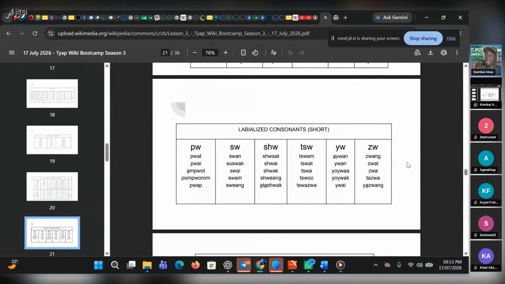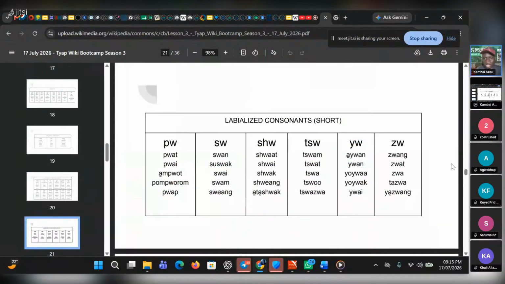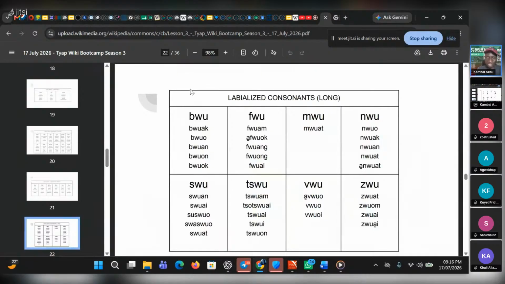And which one cannot have a labialized version. If it cannot have a labialized version, like T also doesn't have a labialized version, it has to be TS. So we can't have twai, it has to be TYWAI, not TWAI. And then we have the long labialized version, and not all those former ones have this long version. We only have labialized bu.